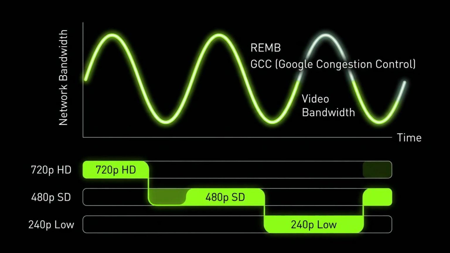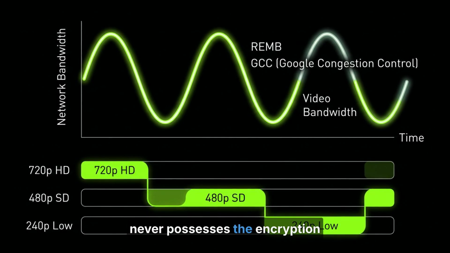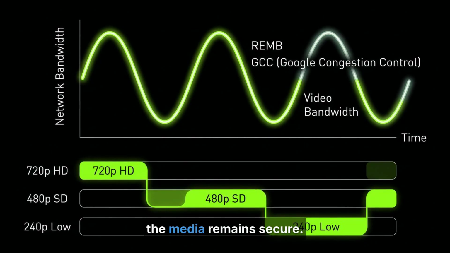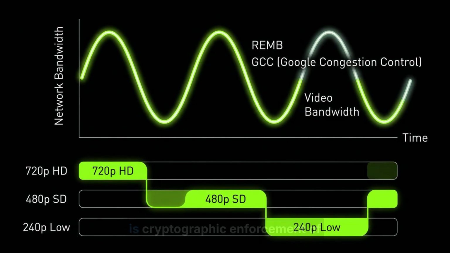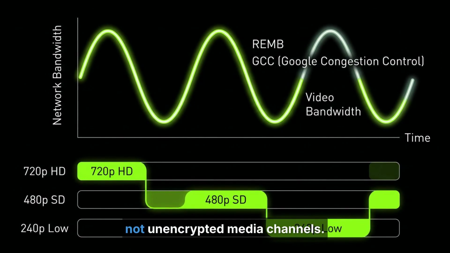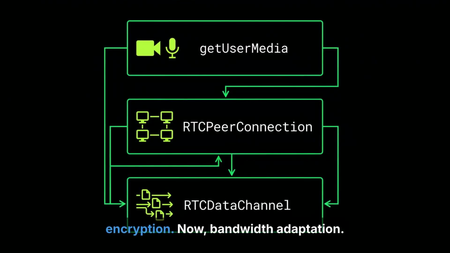And this is critical. The signaling server never sees the media. It never possesses the encryption keys. Even if your signaling server is compromised, the media remains secure. This is cryptographic enforcement of privacy. WebRTC browsers will not even allow unencrypted media channels. You literally cannot disable encryption.